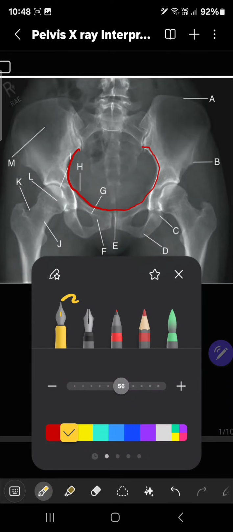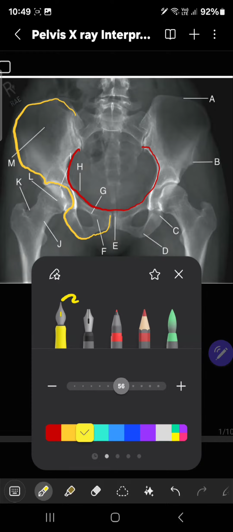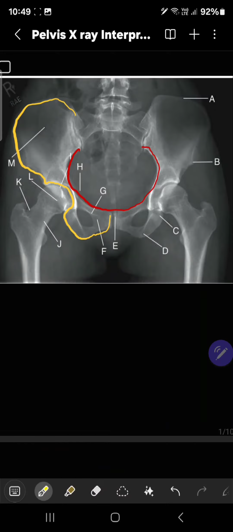Coming to number two, we start from the iliac crest, then the acetabulum, and it goes to the ischium till the pubic symphysis. So this is the second line you have to check for a fracture line. And number three is the obturator foramen. You have to look at both foramina to see whether there is any fracture line or not.